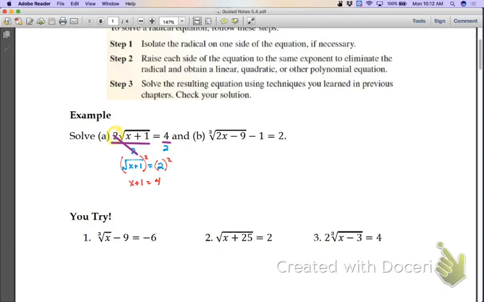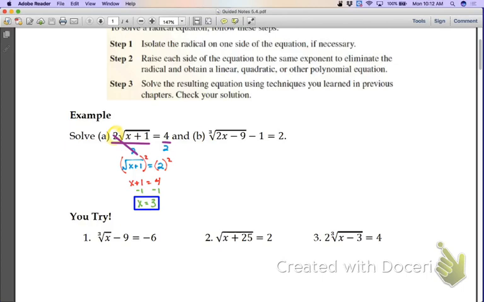So step 2 was raise each side of the equation to the same exponent to eliminate the radical. Then solve the resulting equation using techniques you've learned. So how am I going to isolate x? What do I need to do to get x by itself? Subtract 1. Now, whenever I do this, I have to make sure that if I get x equal to 3, when I plug it back into the very beginning, it doesn't give me a negative if it's an even root. So if I plug 3 back in there, is 3 plus 1 still positive? Yeah. Okay. It doesn't matter so much on B as it does on A.